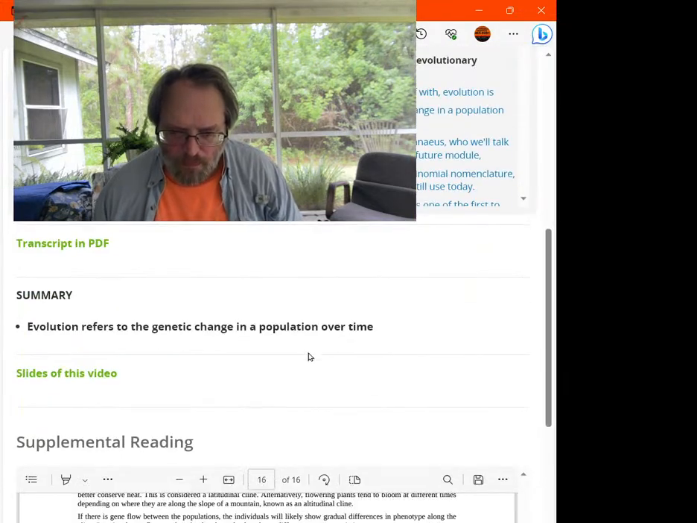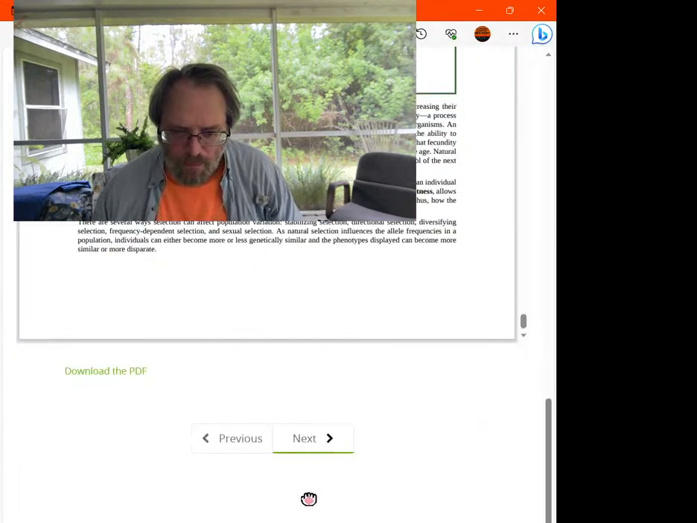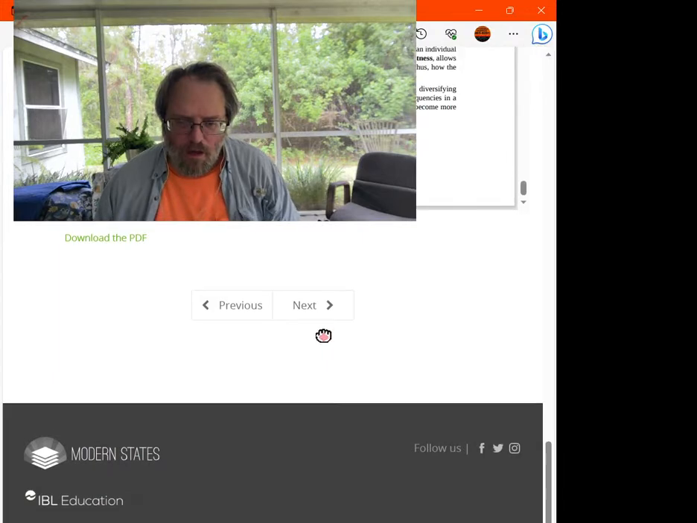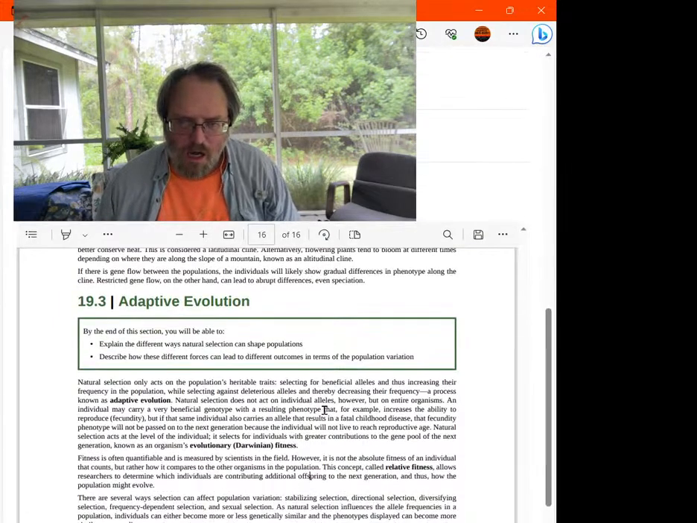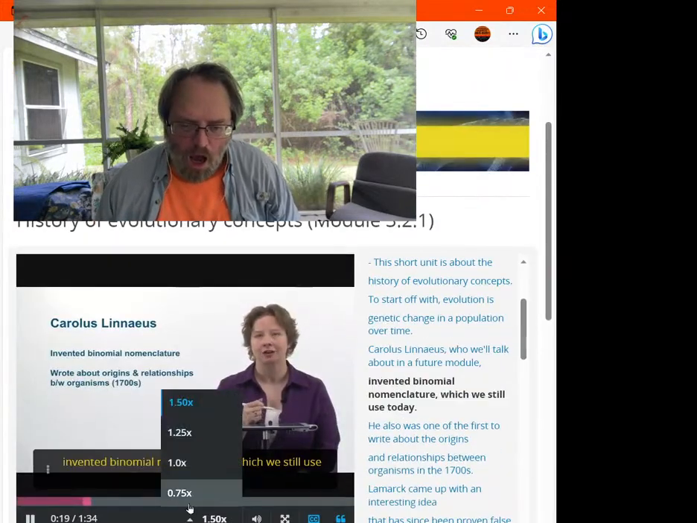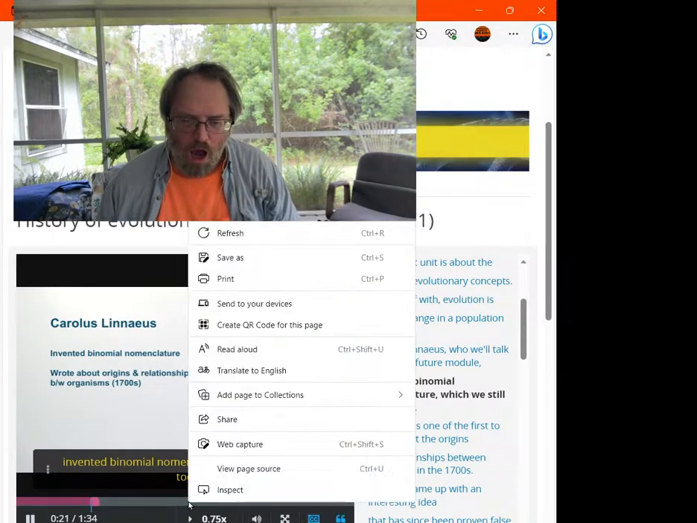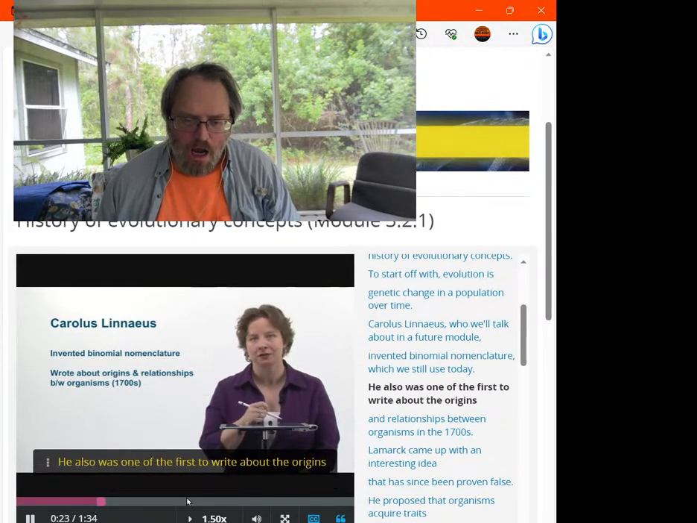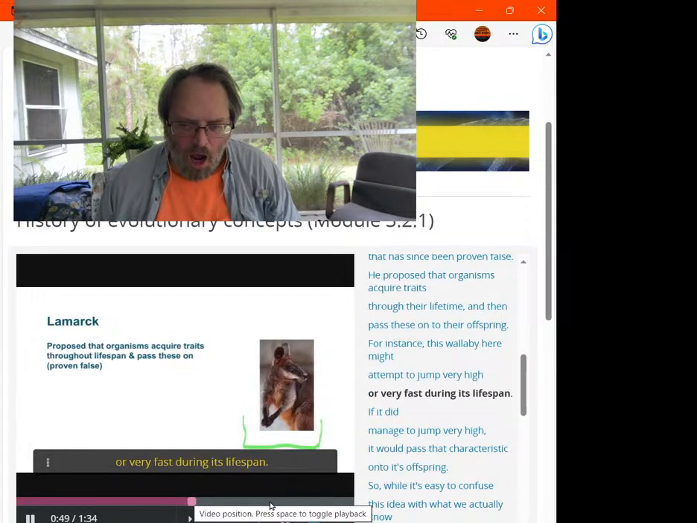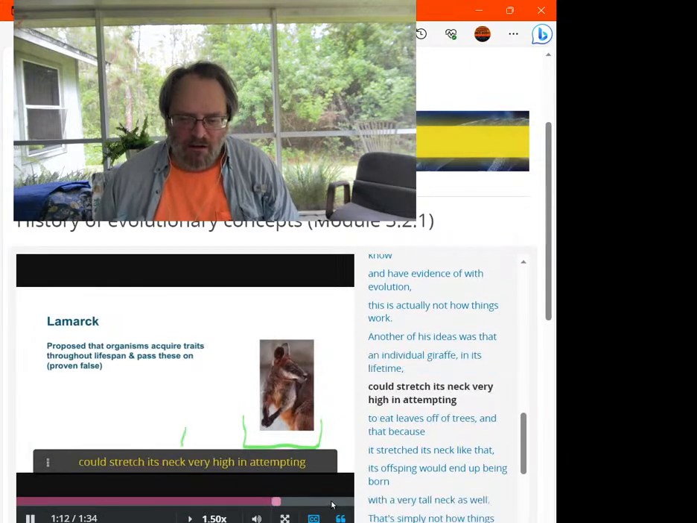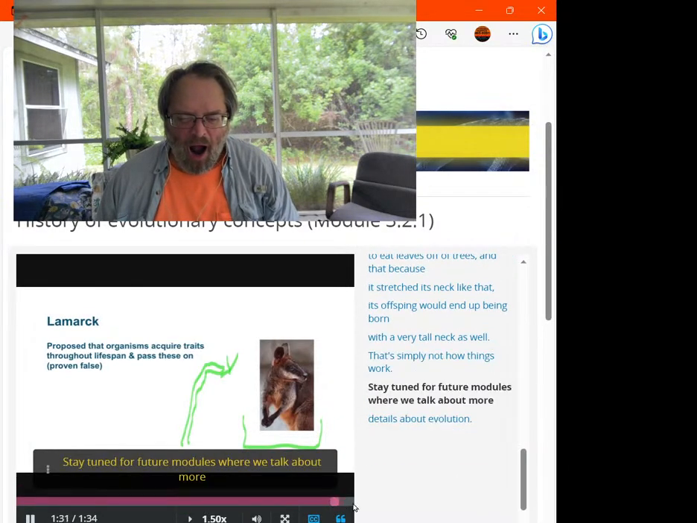This short unit is about the history of evolutionary concepts. To start off with, evolution is genetic change in a population over time. Carolus Linnaeus, who we'll talk about in a future module, invented binomial nomenclature, which we still use today. He also was one of the first to write about the idea that an animal could, in its lifetime, stretch its neck. So stay tuned for future modules where we talk about that.